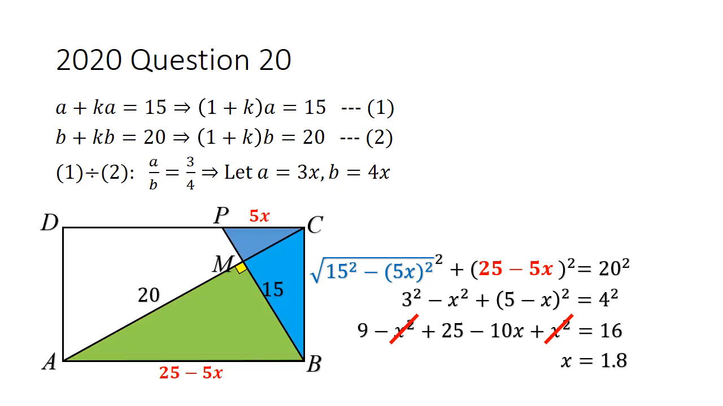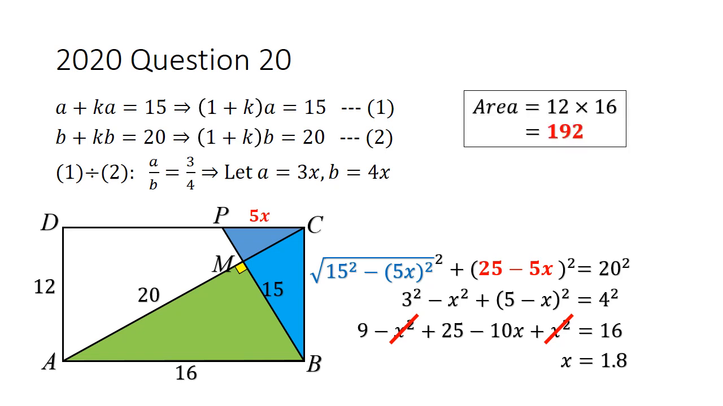Substituting x equals 1.8 into the diagram, we'll see that the base of this rectangle is 16 and the height of this rectangle is 12. We can then work out the area of this rectangle. Base times height will give us 192 as our final answer.